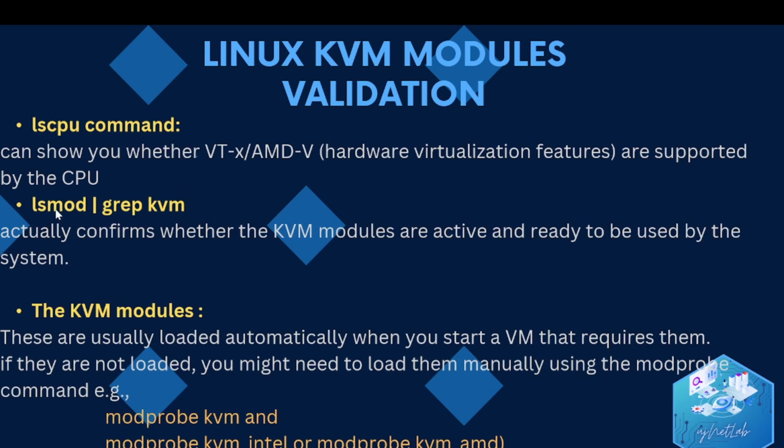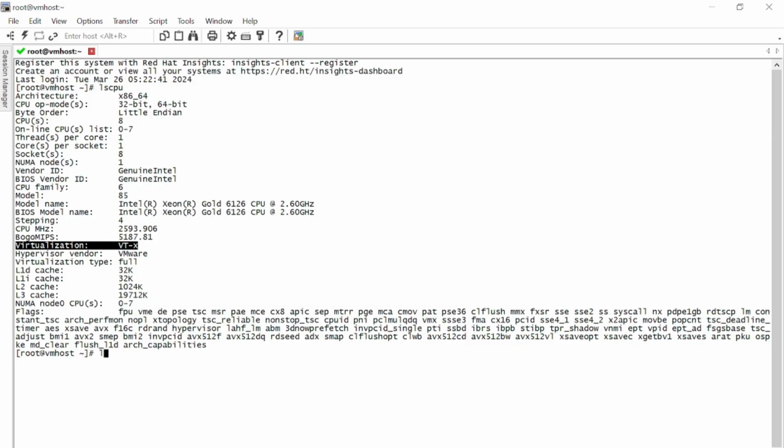In lsmod, we can confirm whether the kernel modules we discussed previously are loaded or not. For kvm, you can see one, which means it's already loaded. Zero for kvm_intel is fine because it's not in use. No VM is yet created, so that's the reason.